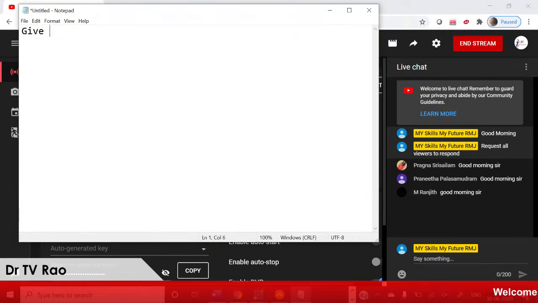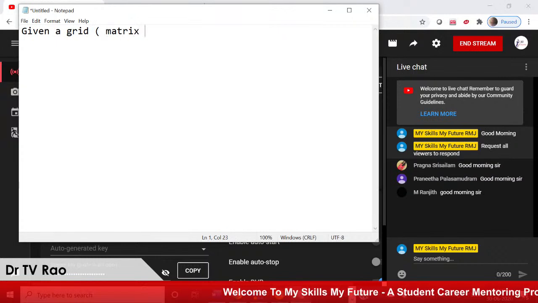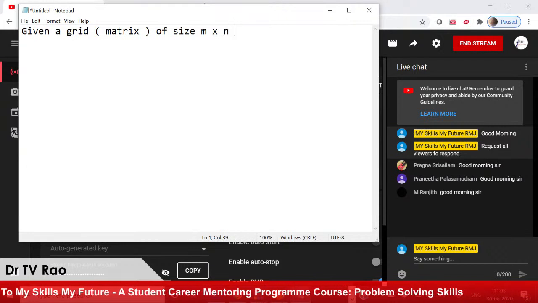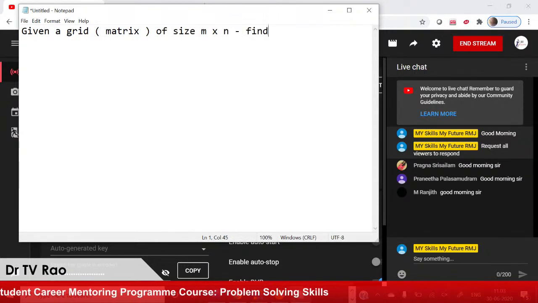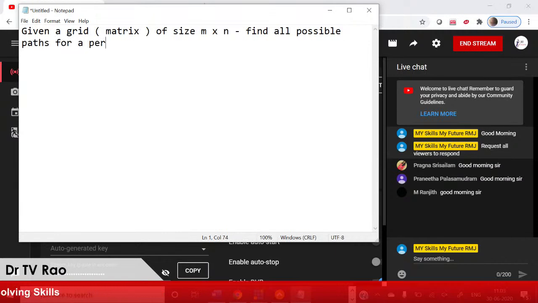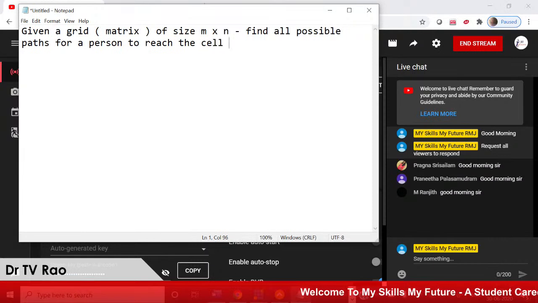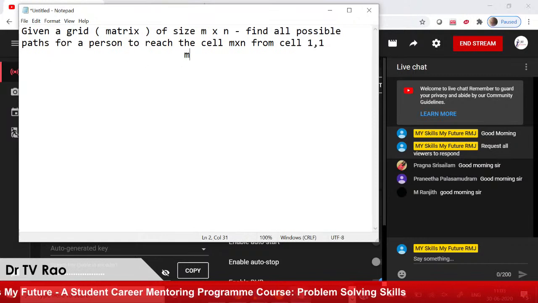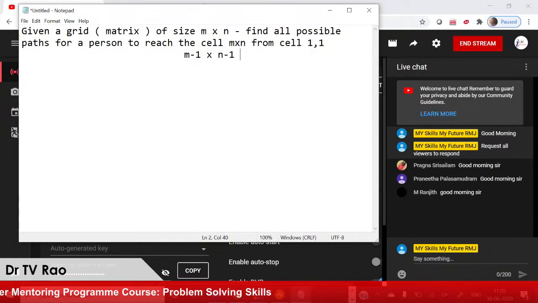So given a grid or a matrix of size m by n, find all possible paths for a person to reach the cell m by n from cell 1 1, or to reach m minus 1, n minus 1 from cell 0 0.